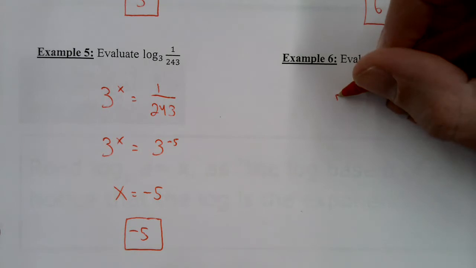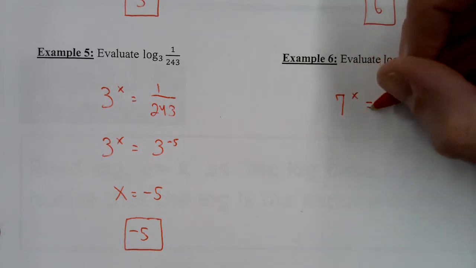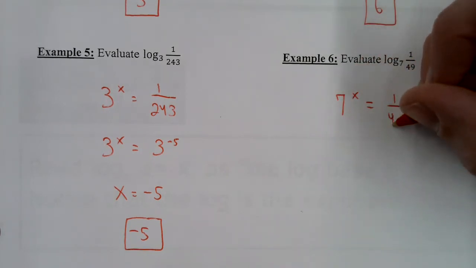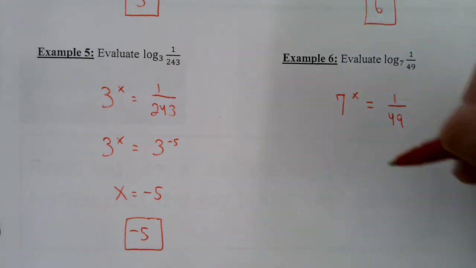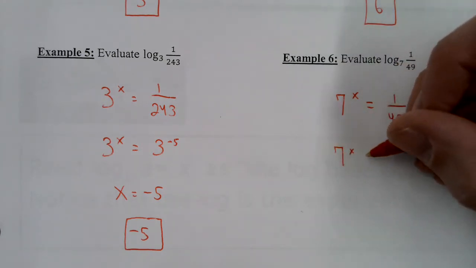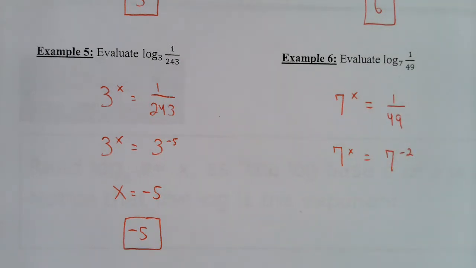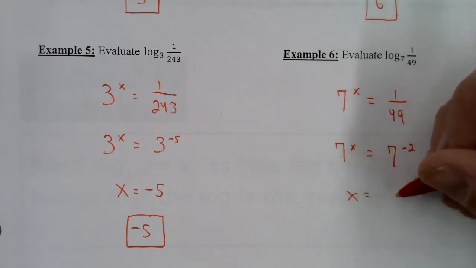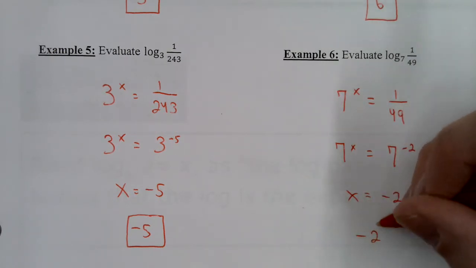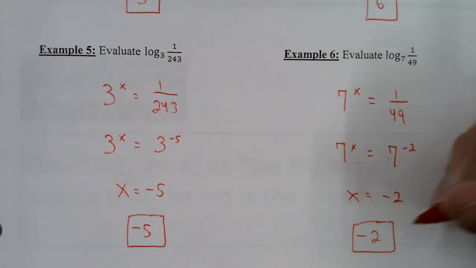Same thing for example 6. 7 to the x power equals 1 over 49. You can think of 1 over 49 as being 7 to the negative 2 power. Because 7 squared is 49. So 7 to the negative 2 power is 1 over 7 squared, which is 1 over 49. So therefore, x equals negative 2. So negative 2 is the answer when I evaluate that logarithm.